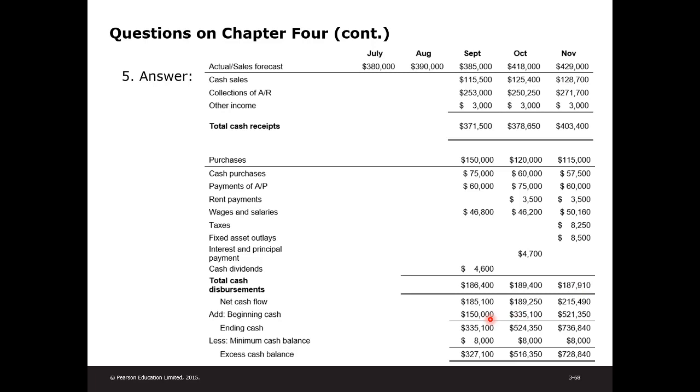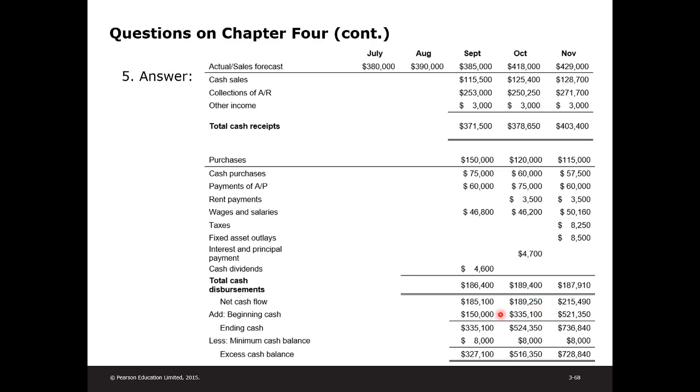Then we will come up with the net cash flow in order to know if we have a cash deficit or cash surplus. So we will subtract the total cash disbursement, which is this number, from the total cash receipts, which is this number, in order to come up with the net cash flow, which is 185,100, which is a positive number. So we have a cash surplus in September, and we will do the same thing for October and November. And as we can see, the two numbers are positive, which means that they are also cash surplus.